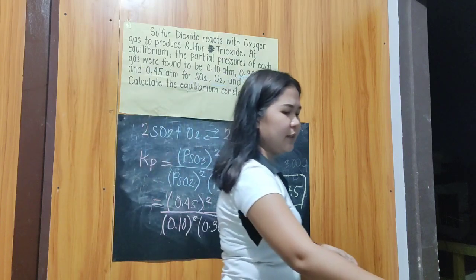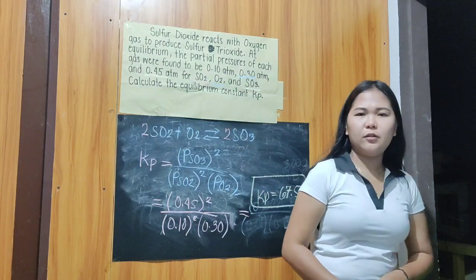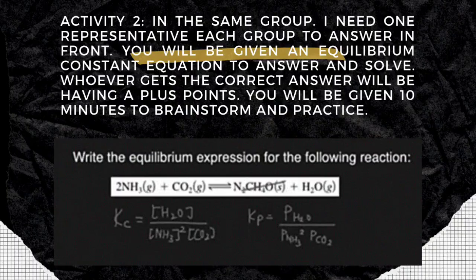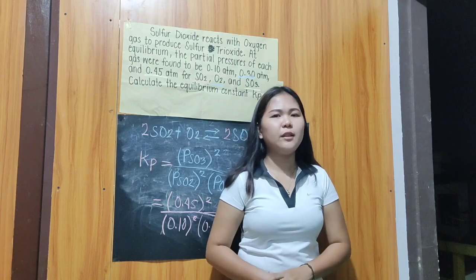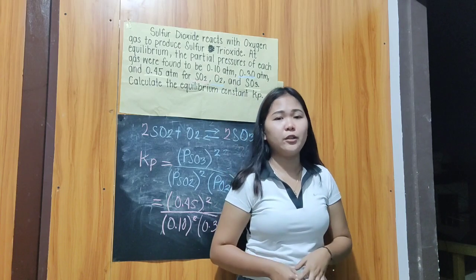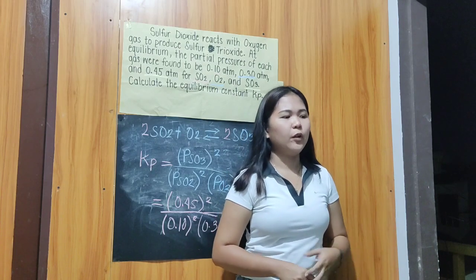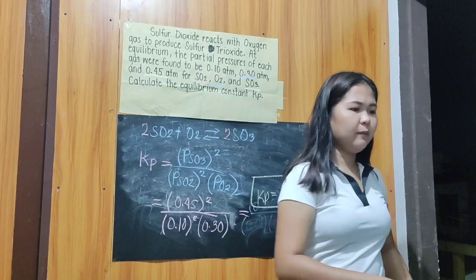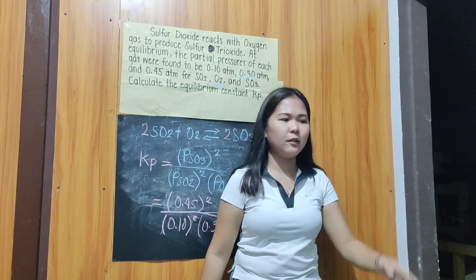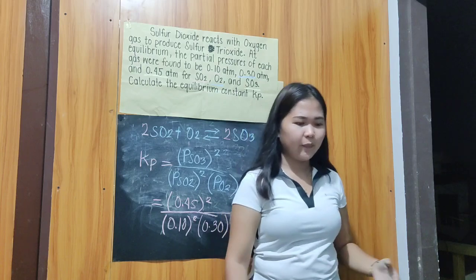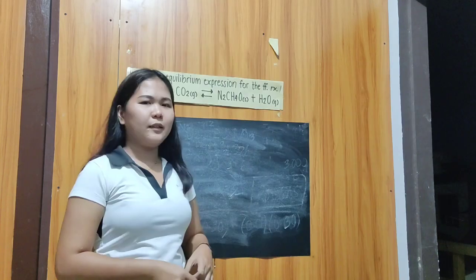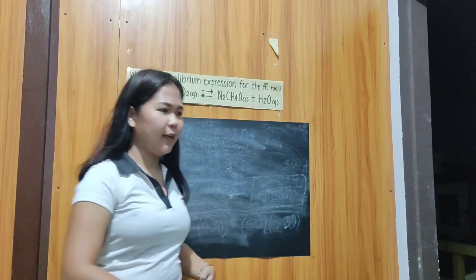Okay, so the next thing you need to do, in the same group, I need one representative from each group to answer in front. You'll be given an equilibrium constant equation to answer and solve. Whoever gets the correct answer will have plus points, and you will be given 10 minutes to brainstorm and practice. Okay, so move. Okay, so you are done.